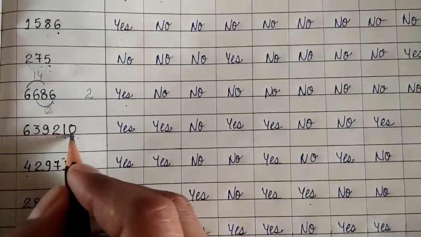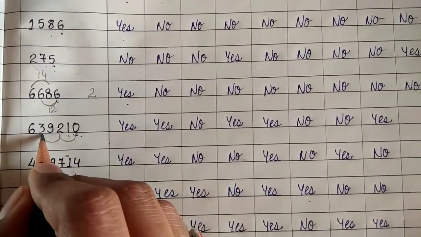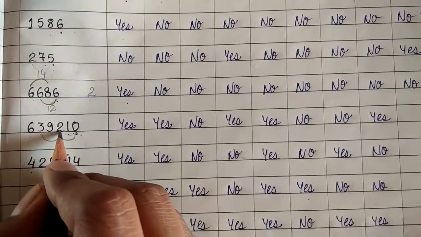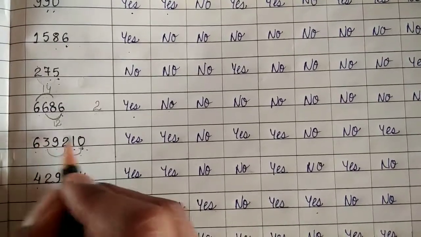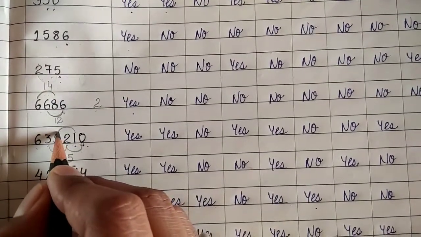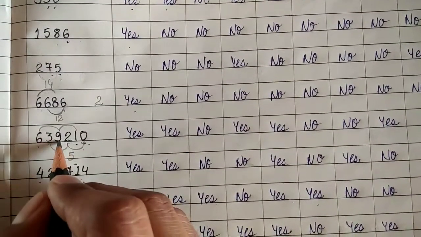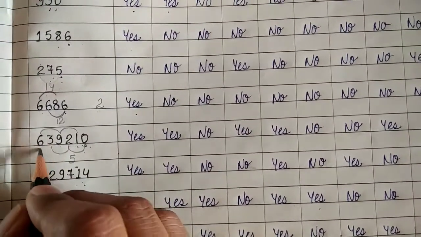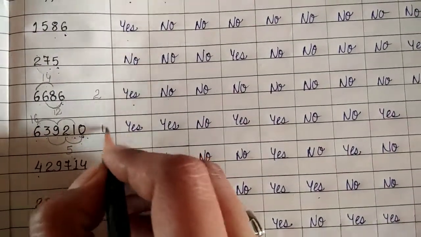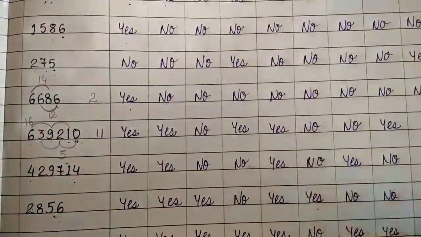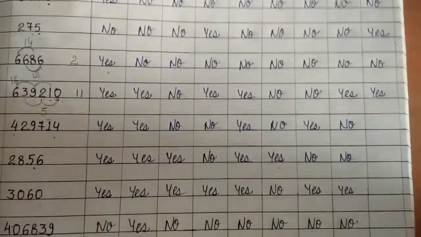Same we will do here. We will add the first, third and fifth places. What do we have? 3 plus 2 is 5 plus 0, 5. Then we will add the second, fourth and sixth places. 1 plus 9, 10, 10 plus 6, 16. 16 minus 5 is 11. So 11 is a multiple of 11. That's why this number is divisible by 11.